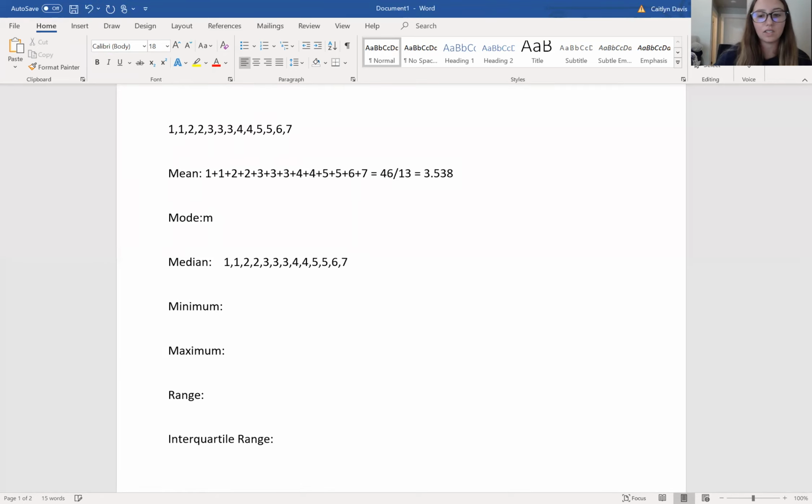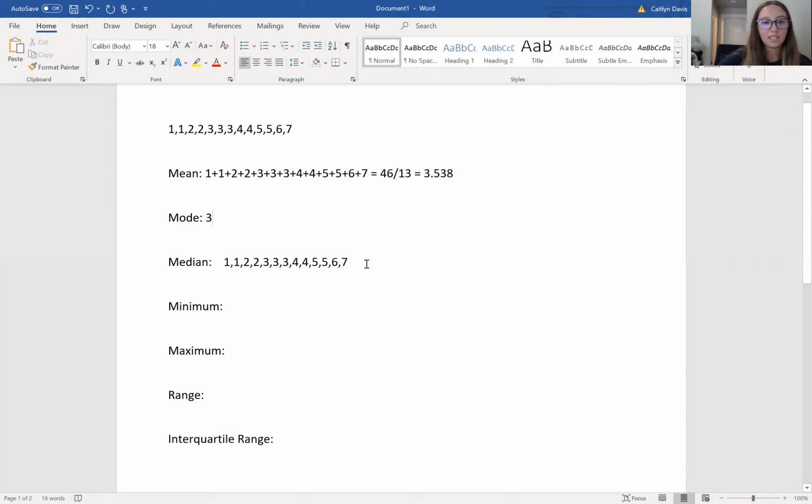So next is going to be our mode. What we do for this is we look at the data and say which number has occurred the most often. So right here we have 3 has occurred 3 times. So our mode is going to be 3.